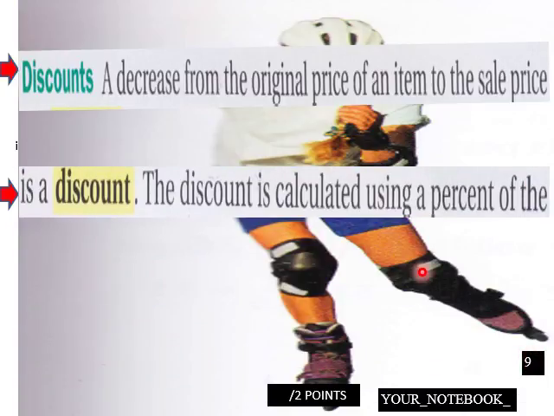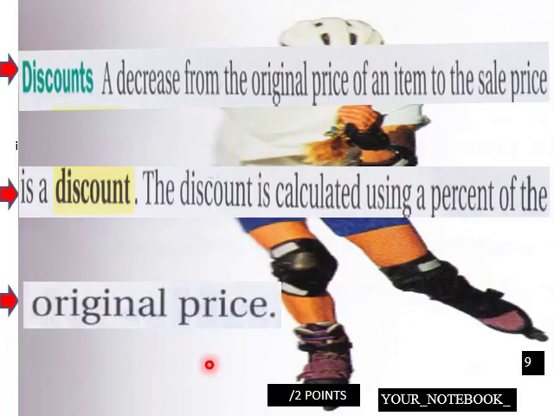Notebook page 9, another notebook. A decrease from the original price of an item to a sale price is a discount. The discount is calculated using a percent of the original price. This is notebook page 9.